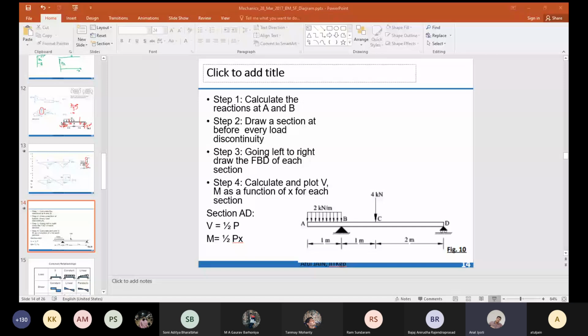Sir, between A and B, B and C, and C and D. Okay, good. Then now just go right to left, left to right, however you want, and draw the free body diagram for each section. Just make sure to keep this sign convention in mind.